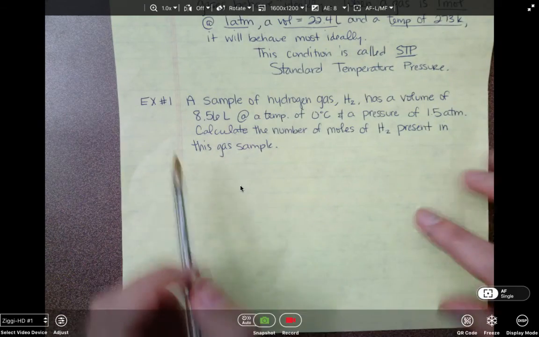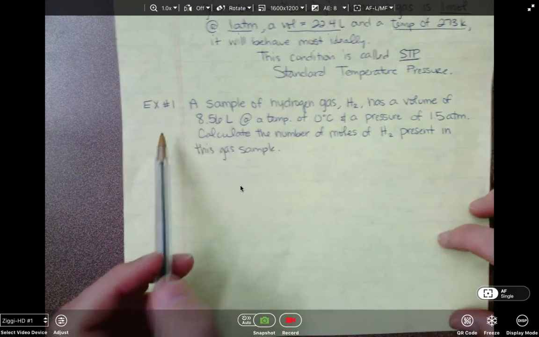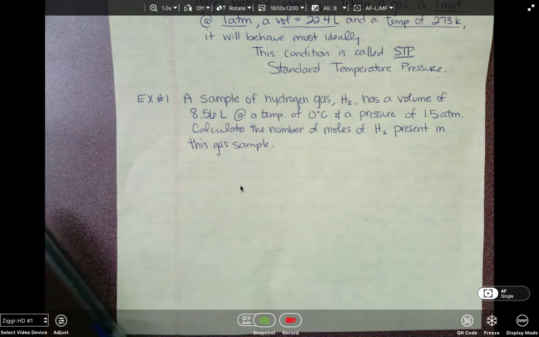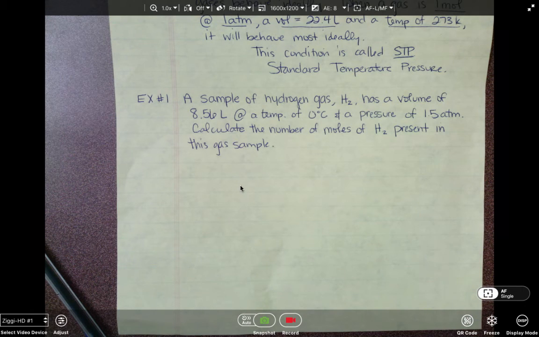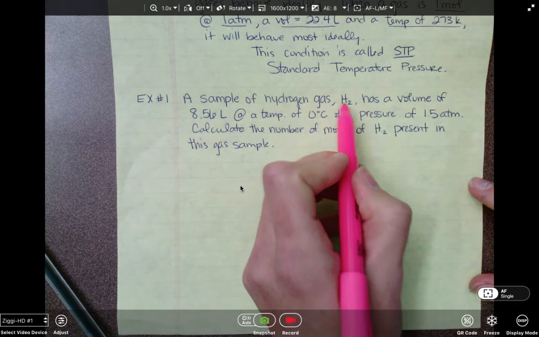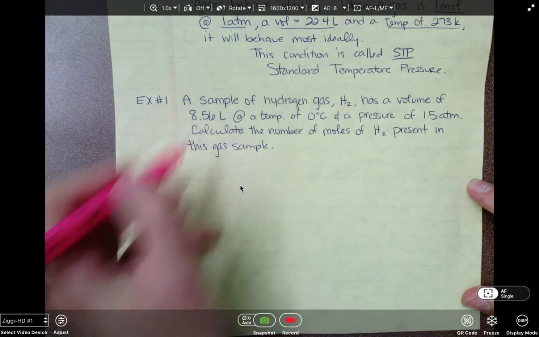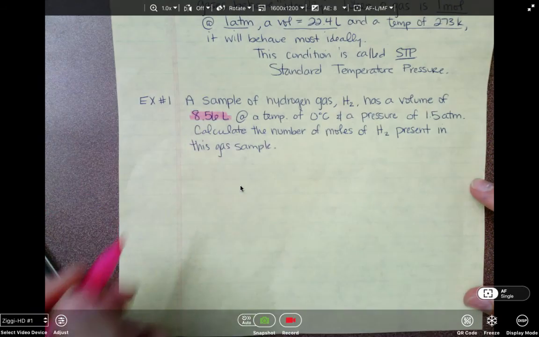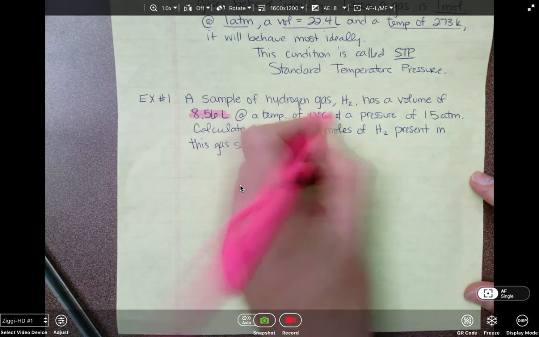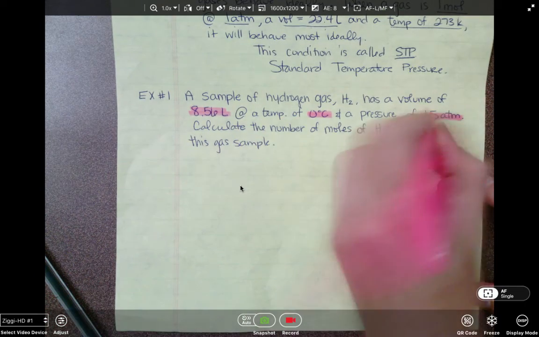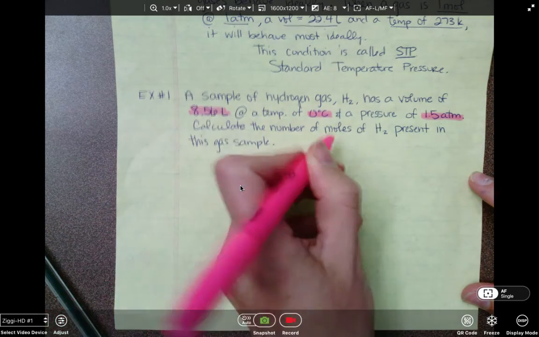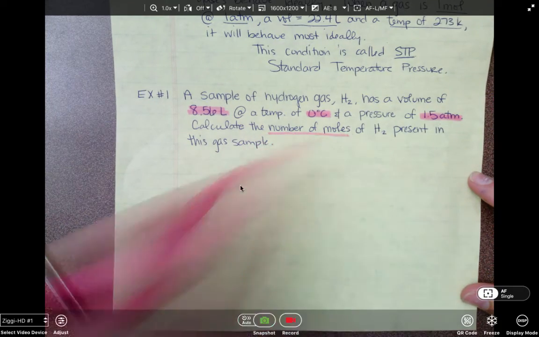So here's my sample equation. So please make sure you write this down. So a sample of hydrogen gas, which is diatomic, it exists in pairs, has a volume of 8.56 liters at a temperature of 0 degrees Celsius and a pressure of 1.5 atm. Calculate the number of moles. So that's my unknown right there.